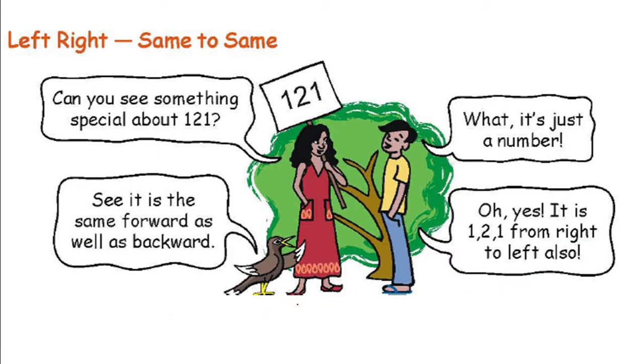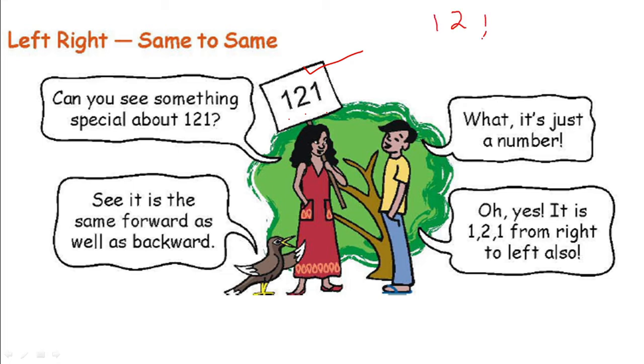Left, right, same to same. Can you see something special about 121? You can observe here 121 is there. Is there anything special here? See, it is the same forward as well as backward. Okay, 1, 2, 1. This number is 1, 2, 1.